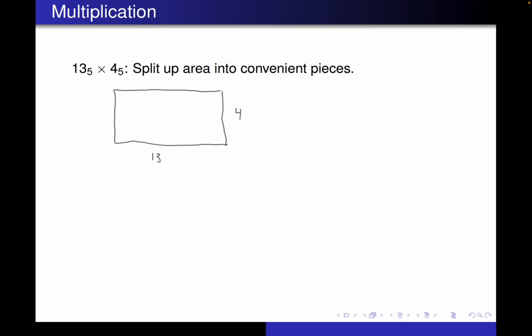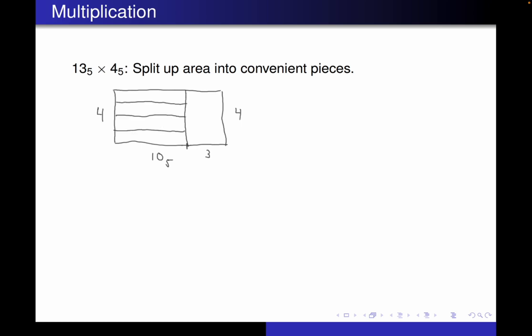Convenient pieces means taking advantage of how we understand place value. So the 4 is fine. That's just in units. But the 13, we can think of that as 10 base 5 plus 3 base 5. And we can split that up on the bottom. So there's a 10 on the left, a 3 on the right, and I put a little hash mark in between those. I'm going to take that hash mark, keep going vertically, and split that area up into 2 rectangles. Instead of finding the area of the entire rectangle at once, I'm going to find the area of the 2 individual rectangles, the one on the left and the one on the right.